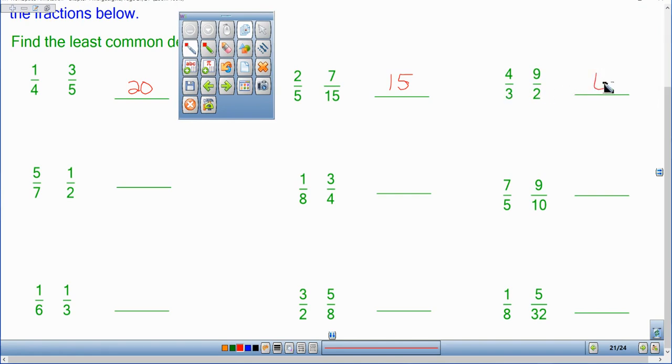3 and 2, 6. 7 and 2, 14. 8 and 4, 8. 5 and 10, 10. 6 and 3, 6. 2 and 8, 8. 8 and 32, 32. If you are good at that, it's going to make this next process a lot easier. If you're struggling with that, that's something else you might want to practice to help you out. A calculator can be helpful if you're unaware of how to find those multiples.